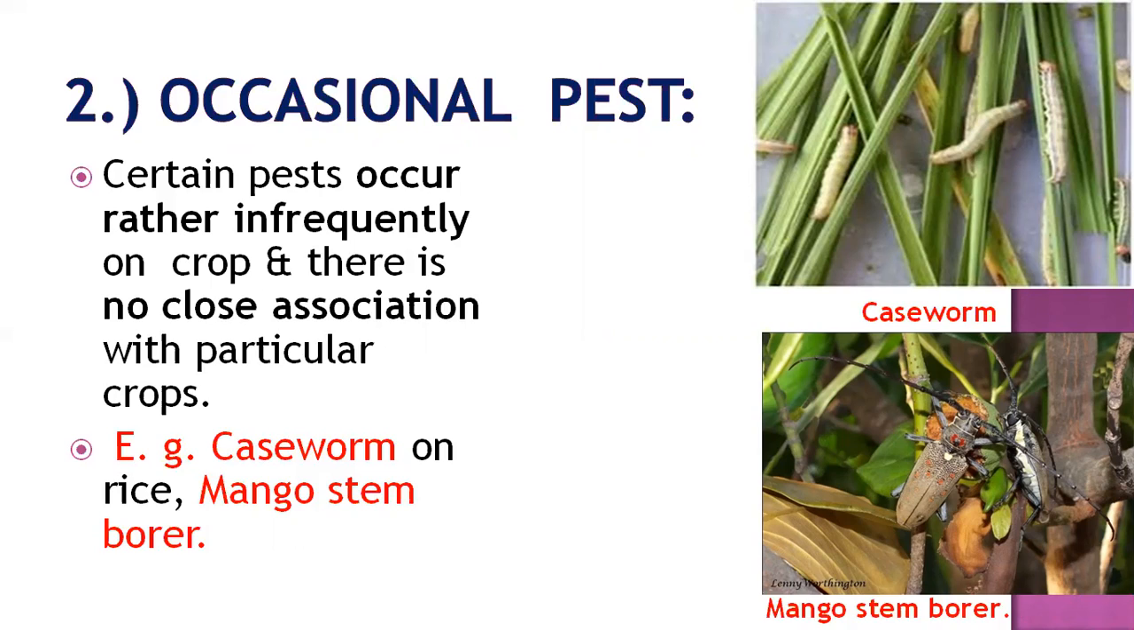So commonly called an infrequent pest, when it occurs on any crop, it is known as an occasional pest. Here is an example: some larva infesting rice, commonly called a case worm. Second example: on a mango orchard or mango tree, the large insect known as the mango stem borer. That is an example of an occasional pest.